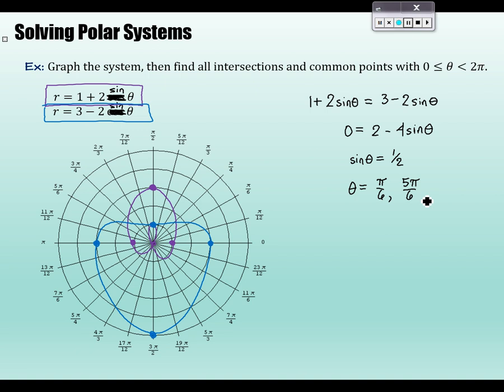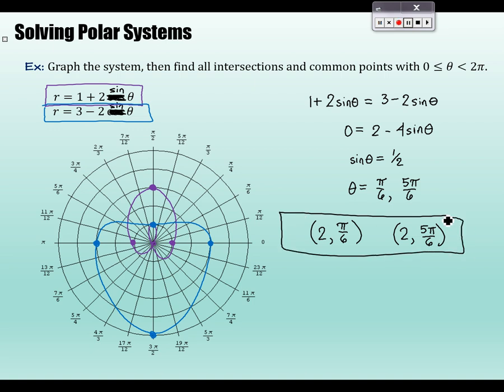So plug in pi/6 to either one of the equations. Doesn't matter, since we could check. It should be the same thing. If sine of pi/6 is 1/2, times 2 is 1, plus 1 is 2, right? And you should get the same thing if you plug in pi/6 into the second equation. So one intersection point is 2, pi/6. And the other is 5 pi/6. If we plug that in, I feel like we should also get 2, yes? Do you? Of course you do. All right, so those are my 2 intersection points.